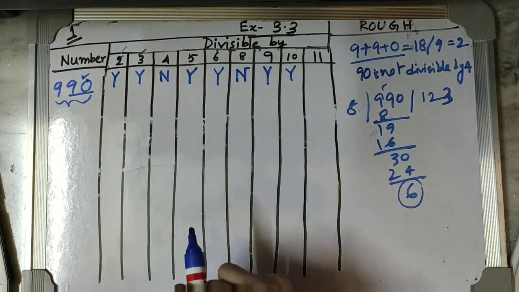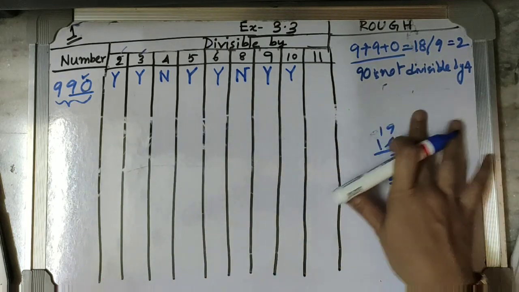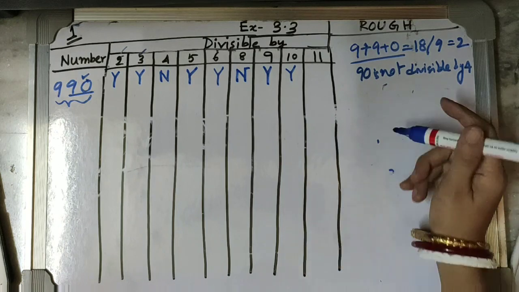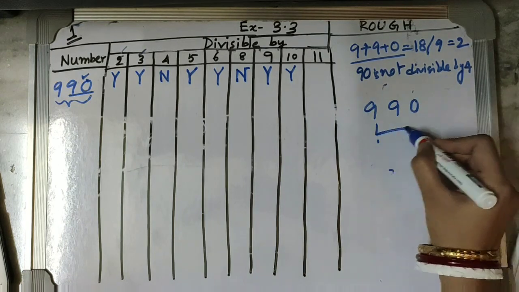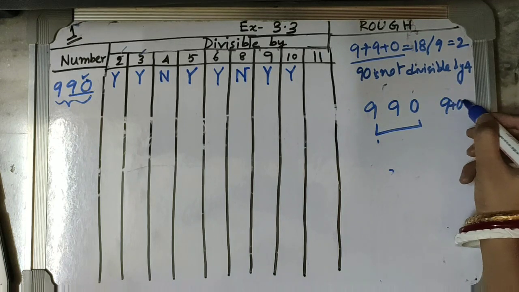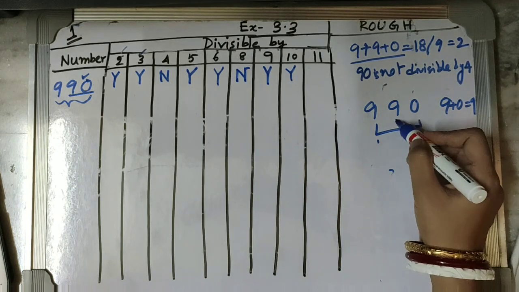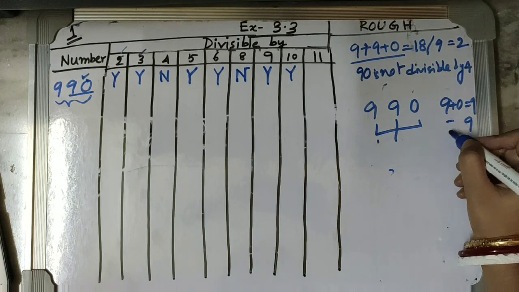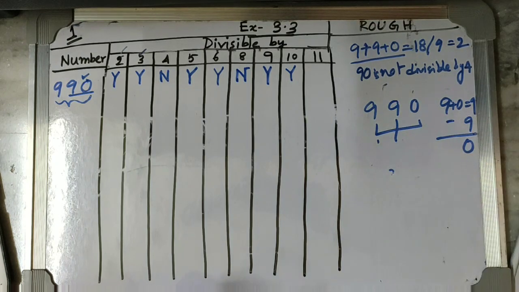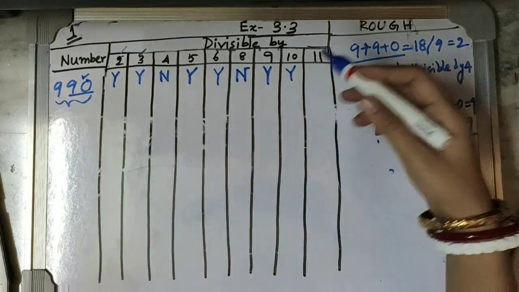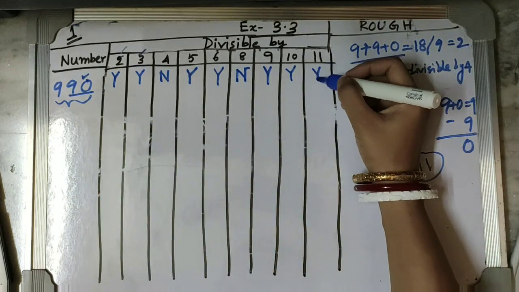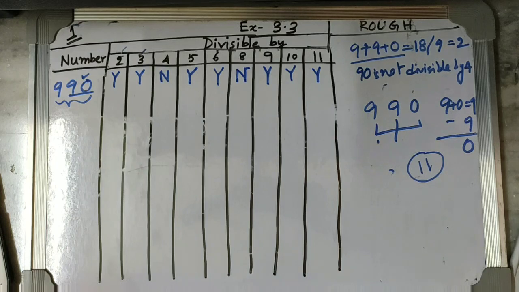In case of 11, what was the rule? We will check the odd and even place of the number 9, 9, 0. These two are odd places, so 9 plus 0 we are getting 9. Here in the even place we are getting 9. We will subtract these two numbers, we are getting 0. 0 is divisible by 11. So the number 990 will also be divisible by 11. So we are writing it yes. Okay. Let's take the next example.